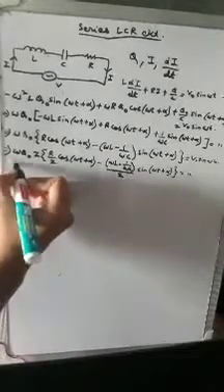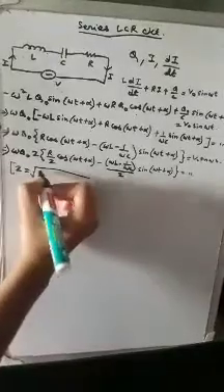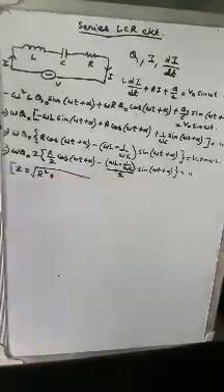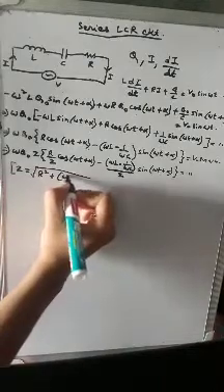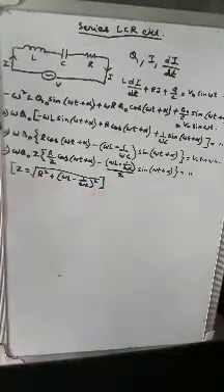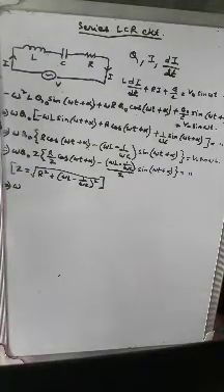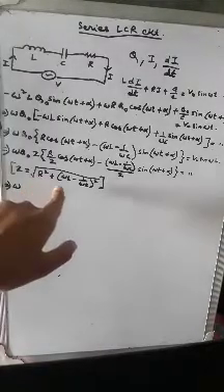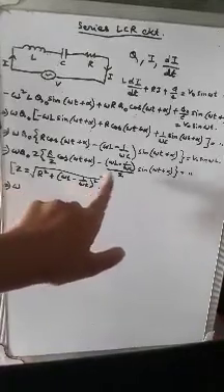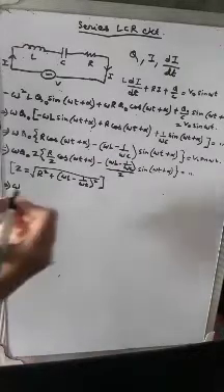I'm writing here, students, that your Z equals root of R square plus (omega L minus 1 by omega C) whole square. I have all these terms here in my previous equation. So let's move ahead.